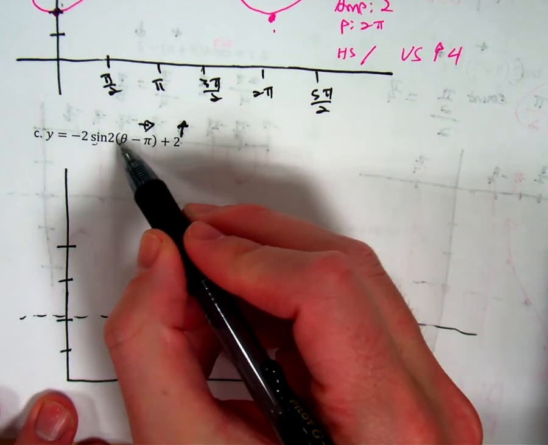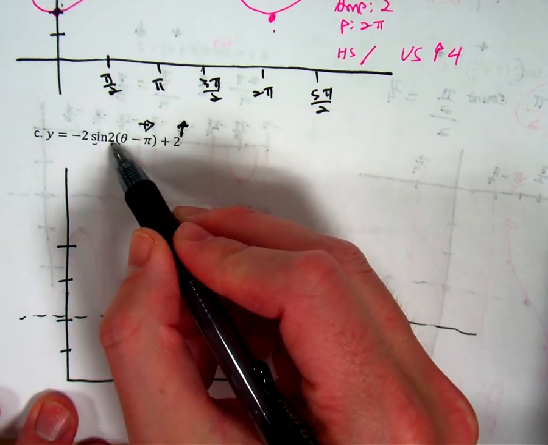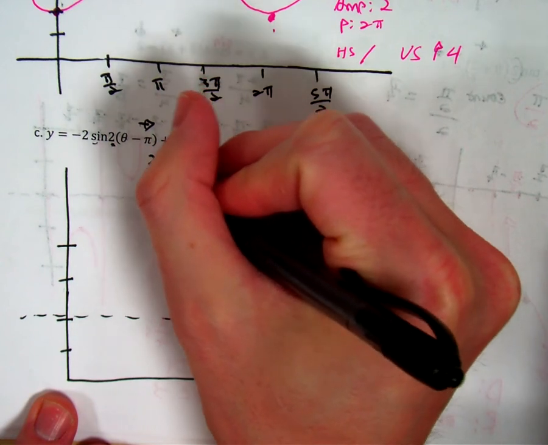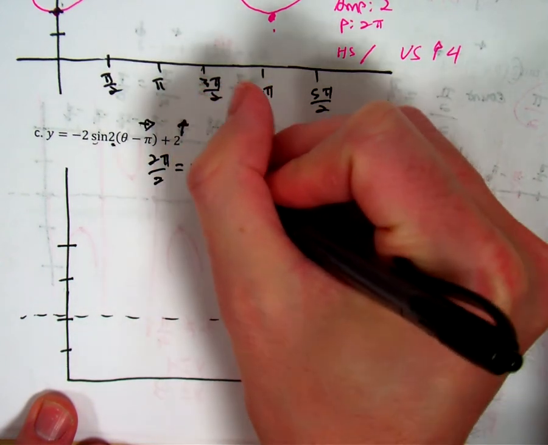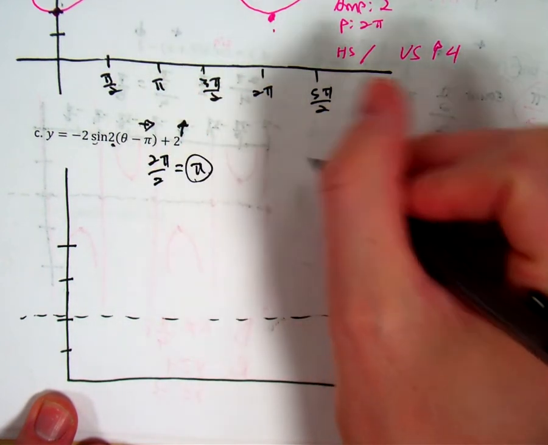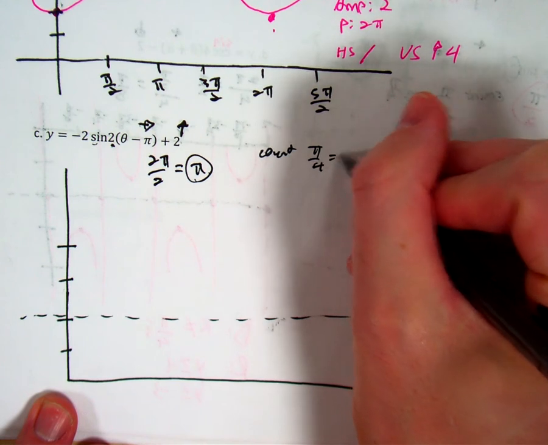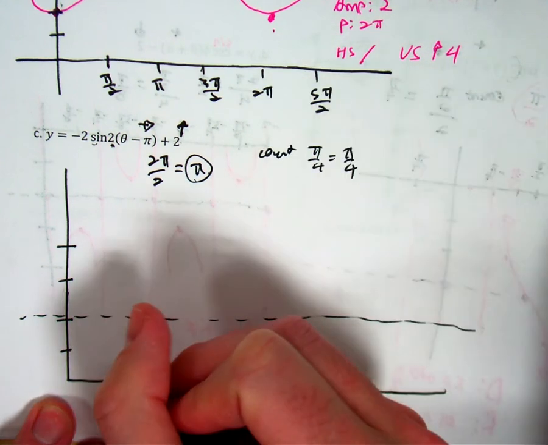Okay, we're pi to the right, and our 2 on the inside is going to be your period adjuster. Normal period for sine is 2 pi, divide by 2. We're going to have a period of pi now. Counting by pi, divide by 4. We're just going to have counting by pi over 4's.